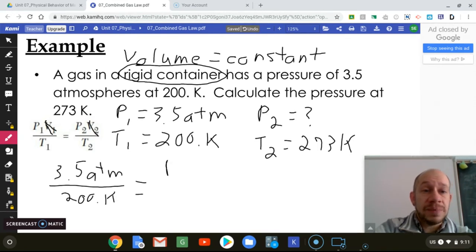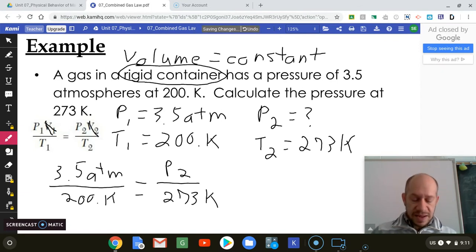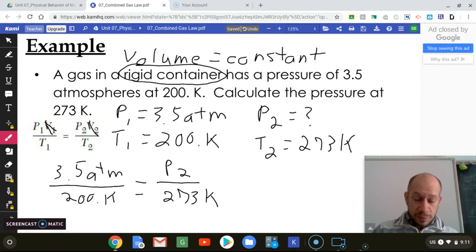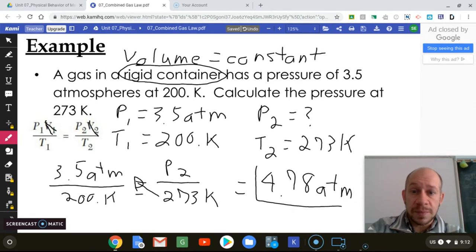That's going to equal my P2, which is going to be my unknown, over 273 Kelvin. So then if I cross multiply all this, I'm going to take 3.5 times 273. So I'm just going to cross my 273 up here. I don't need to cross anything else because P2 is now by itself. So then I'll just take that number and divide by 200. And that will give me my final pressure. My P2 is equal to 4.78 atmospheres. That's going to be the same unit that I started with.